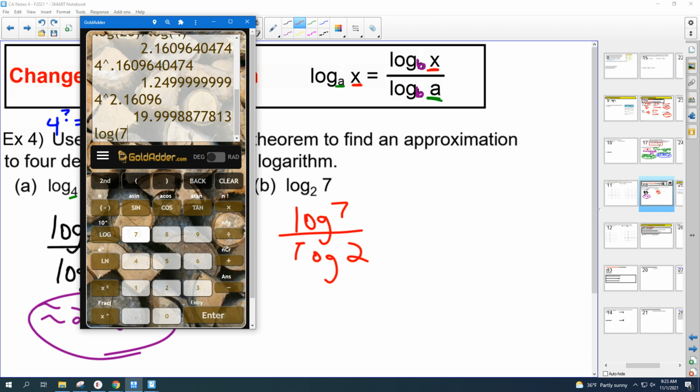But I'm going to do log 7 over log 2, and I get 2.8074.